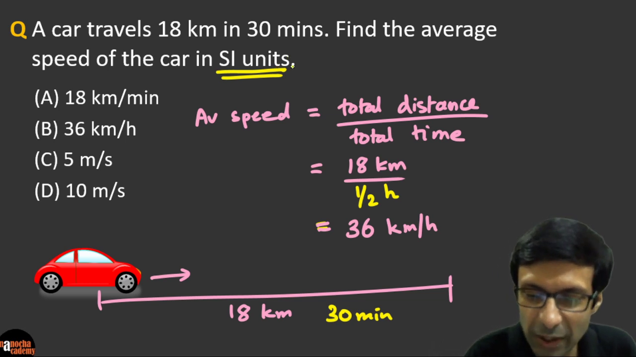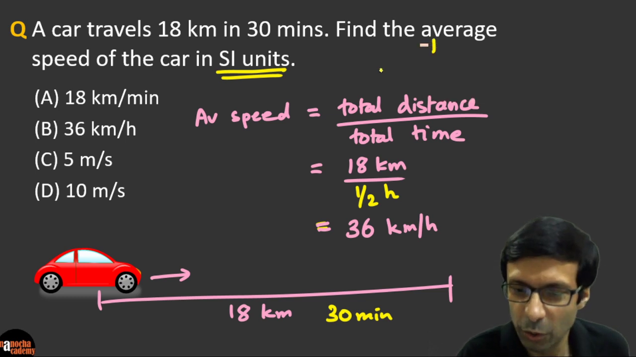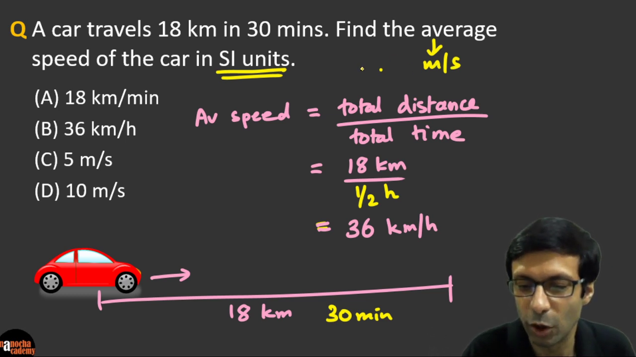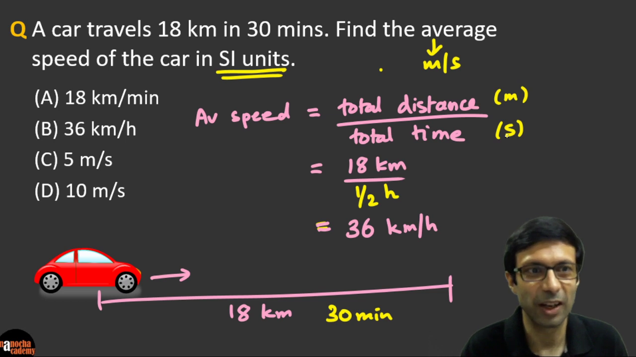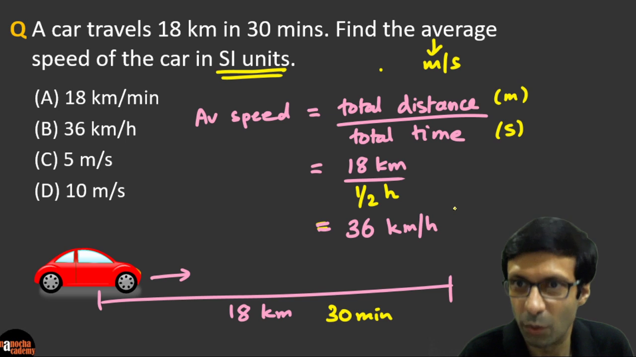Remember, in SI units the unit of average speed is meter per second, right? That is the SI unit of average speed, because distance is measured in meters in SI units and time is measured in seconds. Okay, so we need to convert this into SI units. Now, how do we do that?